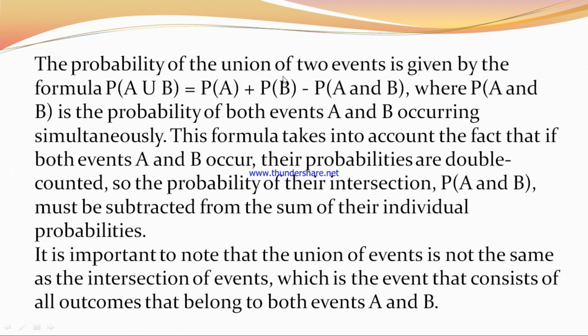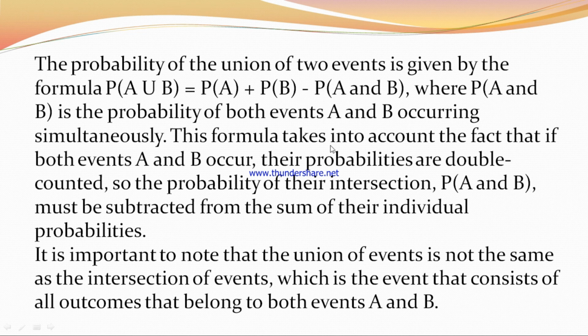The probability of the union of two events is given by the formula: probability of A union B is equal to probability of A plus probability of B minus probability of A and B. This is the formula of probability of A union B, where probability of A and B is the probability of both events A and B occurring simultaneously.